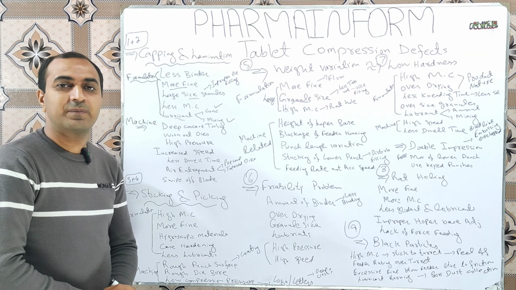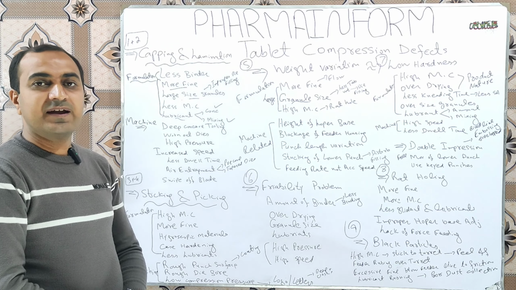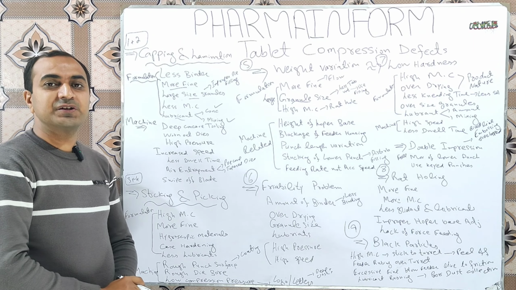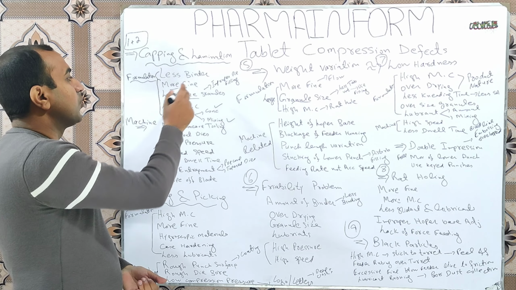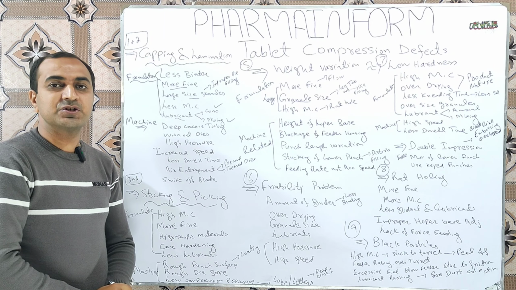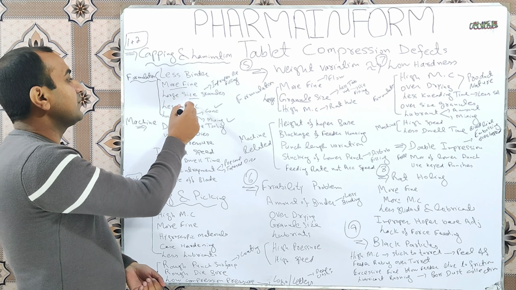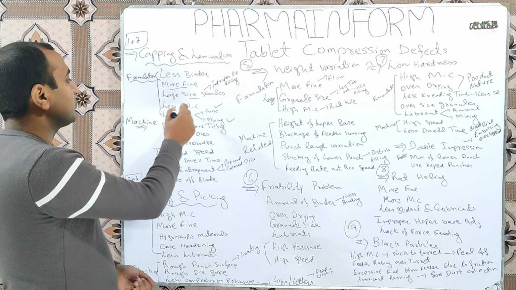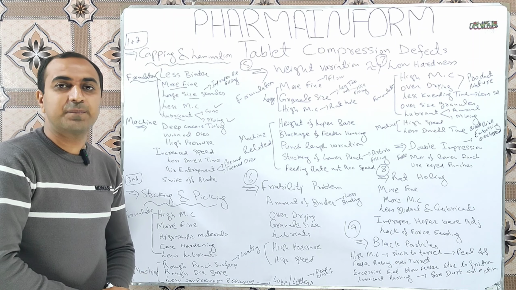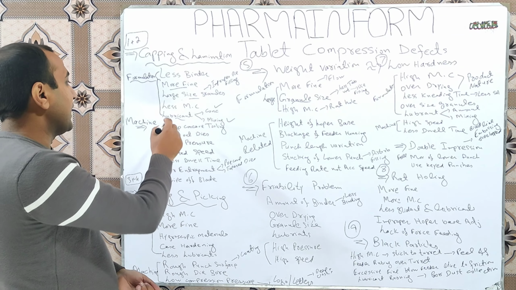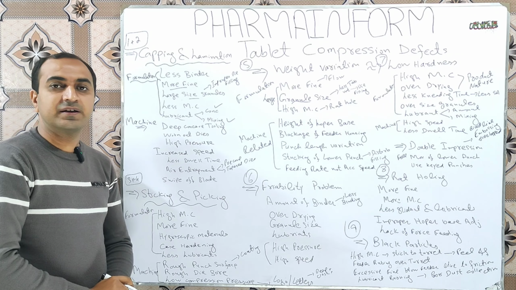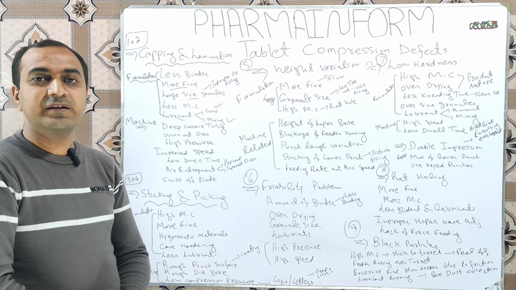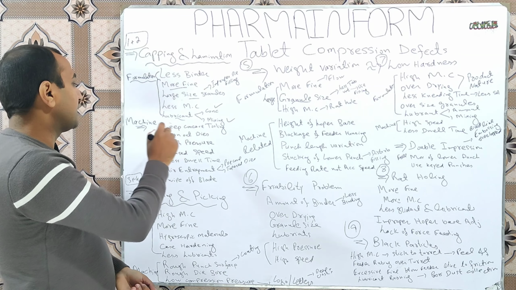Formulation related issues of tablet capping and lamination and their solutions are: less binder results in capping and lamination, increase the amount of binder; more fines result in capping and lamination, reduce the fines; large granule size results in capping and lamination, reduce the granule size; less moisture content results in capping and lamination, moisten your granules; and lubricant concentration is high, reduce the concentration of lubricant; mixing time with lubricant is very high, reduce the mixing time with lubricant.